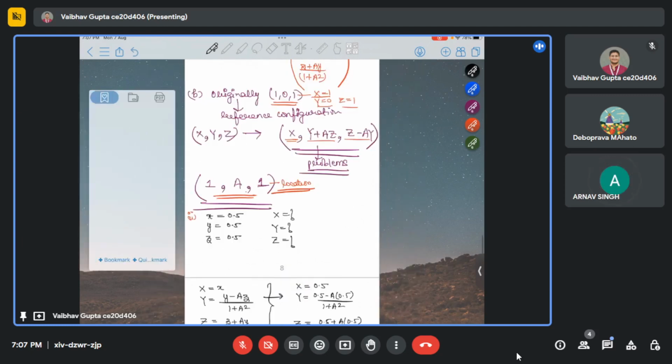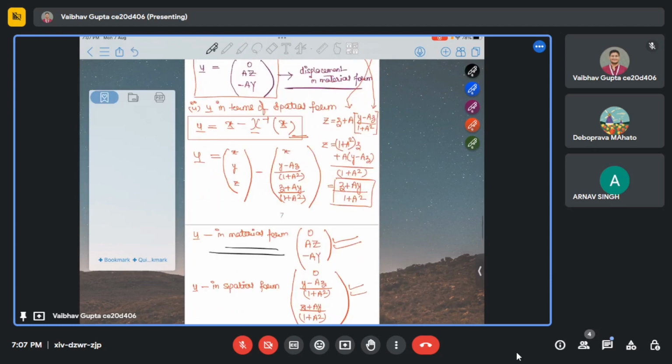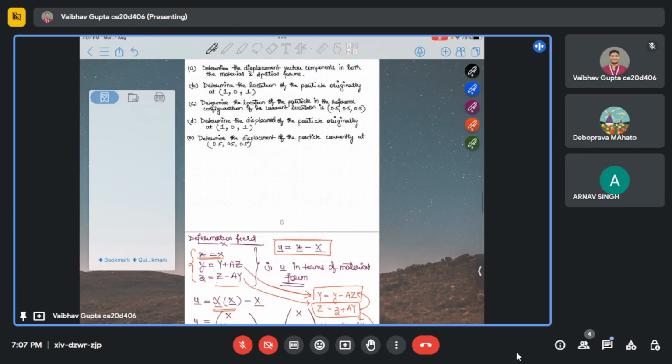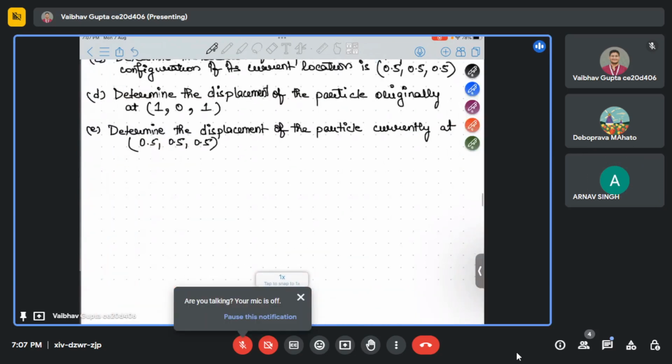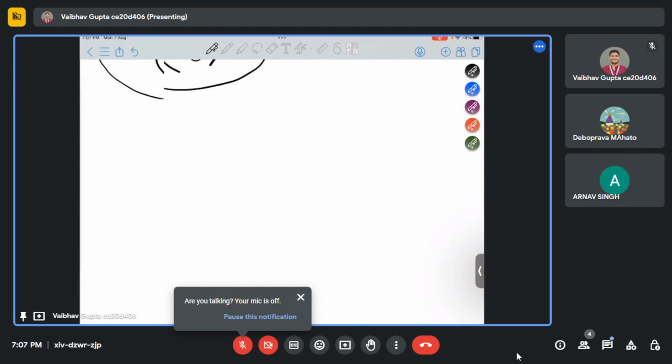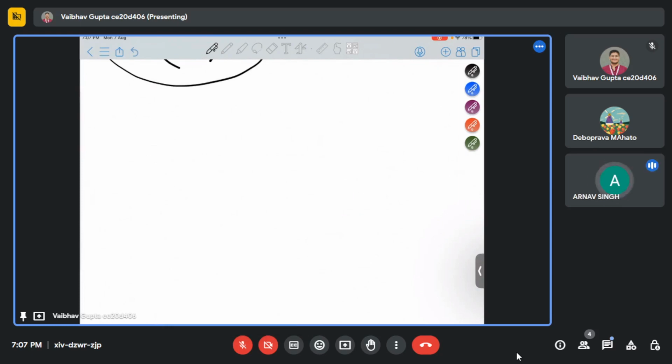Whatever you are asking, like how it is changing, why we want these things. Okay sir. So now coming to the last part, it says determine the displacement of the particle currently at 0.5, 0.5, 0.5. Now you solve and tell me the answer quick. I'll give you 3 minutes. Sir, one minute, please show the question.